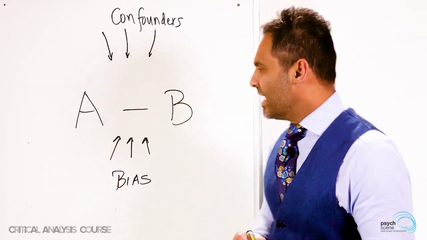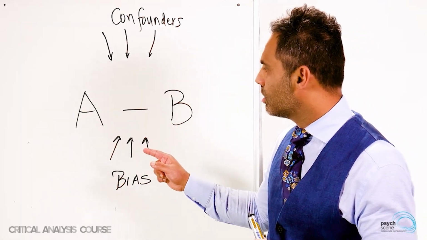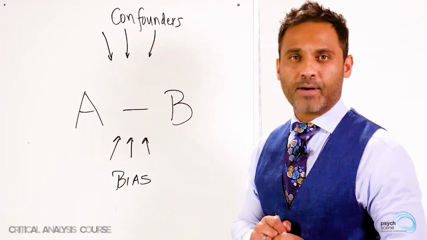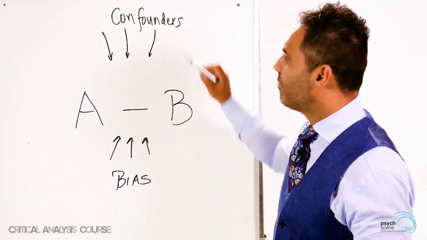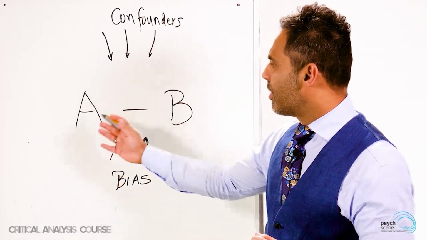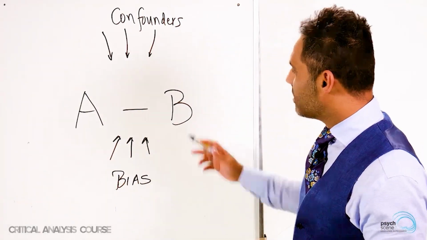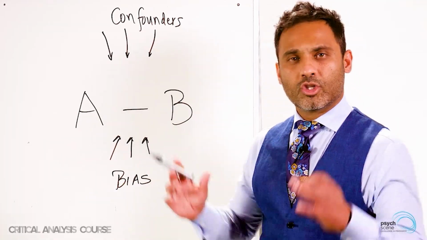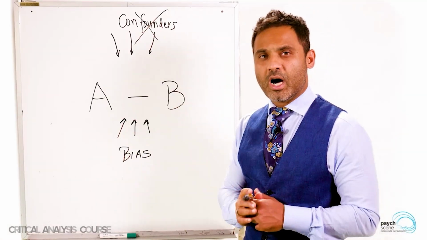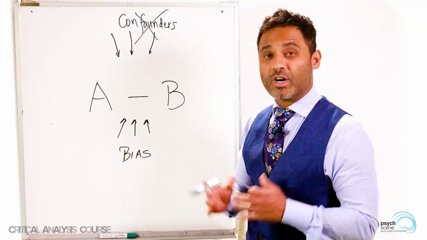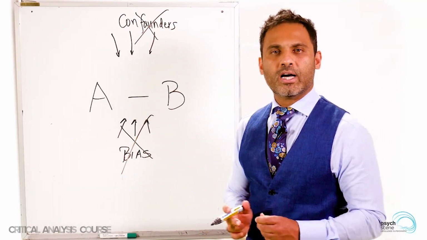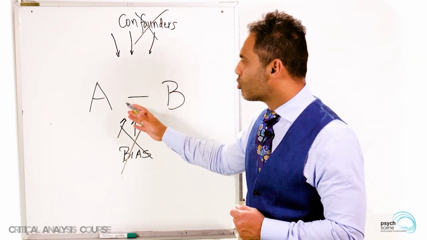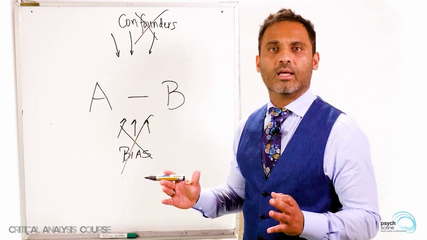Now, what happens is, in attempting to establish or to reject the null hypothesis, there are other factors that play a part. And those factors are confounders, variables that are associated with A and influence B. And the other factors are biases. So the main aim in research is to minimize the influence of confounders or adjust for confounders and to minimize biases. Therefore, we can then examine the true association between A and B.